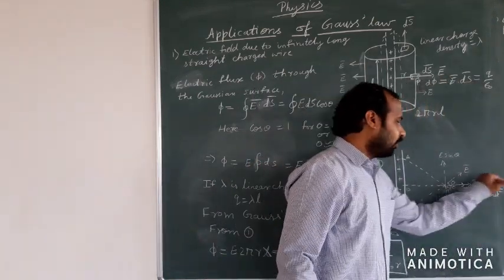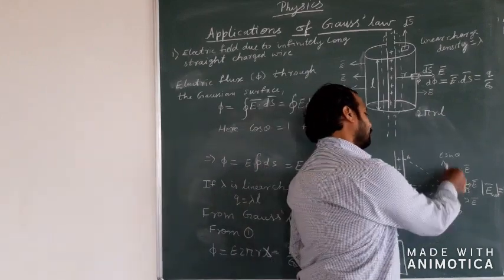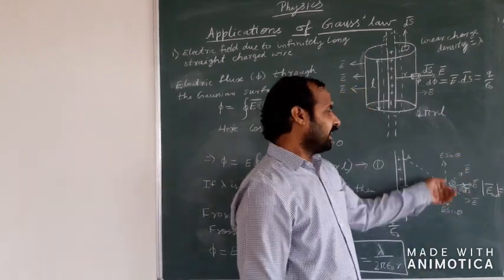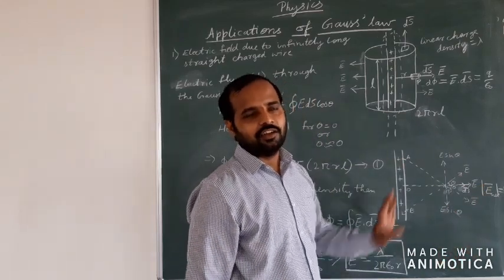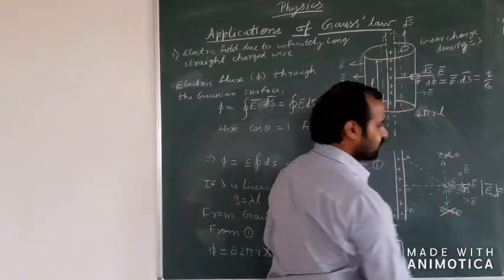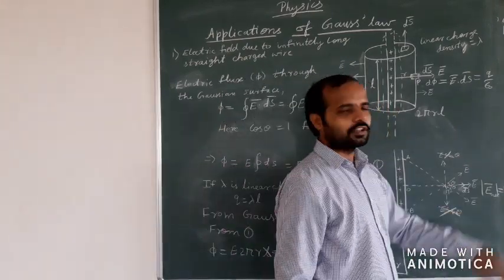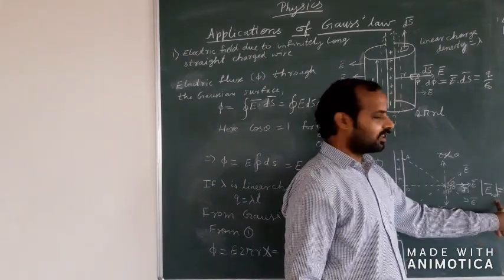As only the horizontal components will add up, the vertical components, as you can see, some components will be in the upward direction and an equal number of components will be in the downward direction, as it is an infinitely long conductor. So these components will cancel out each other. So we have only the horizontal components getting added up, which I can write as summation of E cos theta as the net electric field.